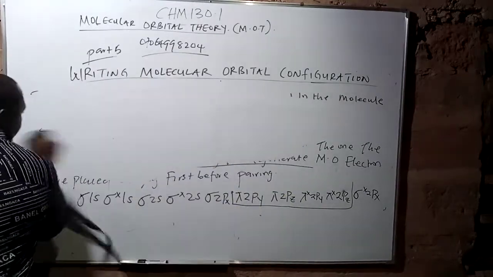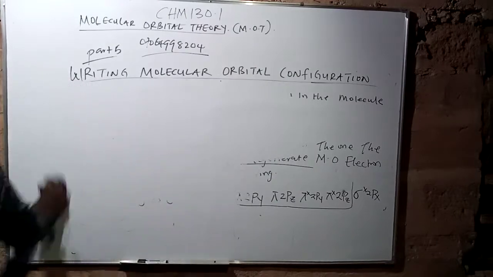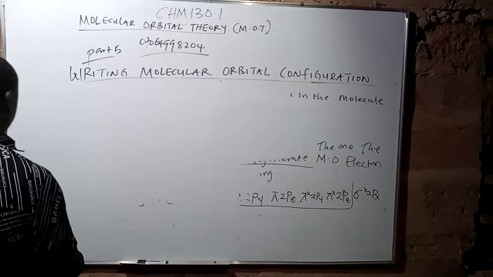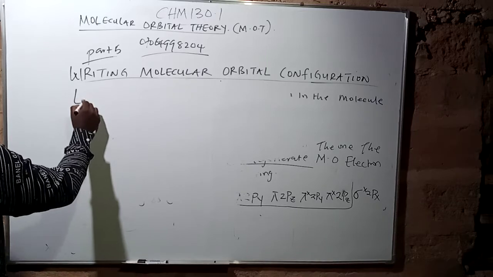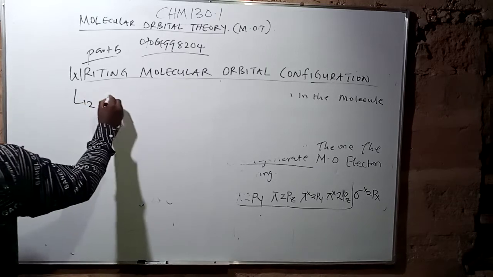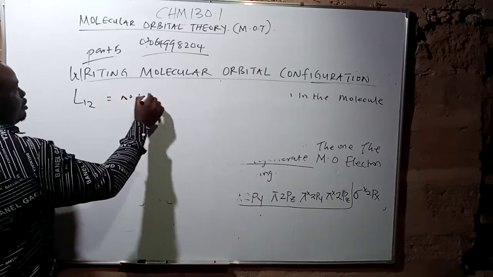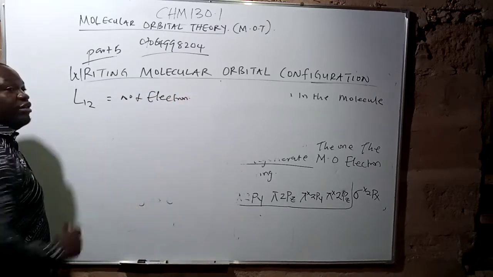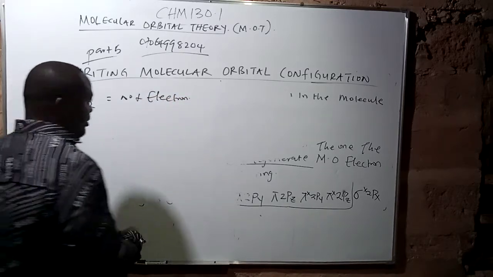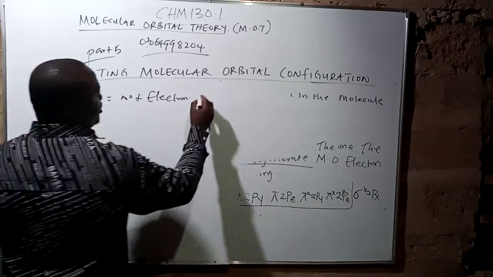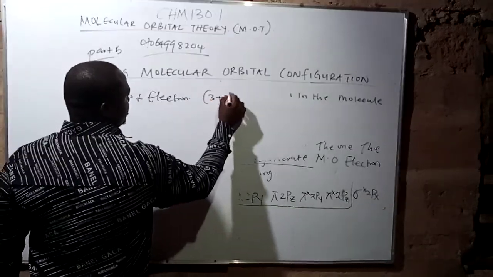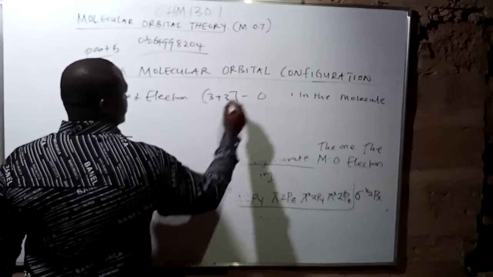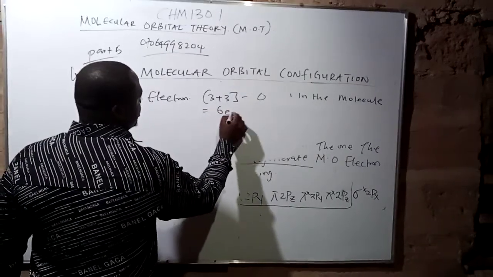I mean that you could have copied all these things out by now. Now, if I ask you to write the electronic configuration of, let me say, lithium, for you to get the number of electrons, the atomic number of lithium is 3, right? But there are 2 here, the atomic. So we have 3 plus 3. What is the charge? 0, right? And so what you have is 6 electrons.